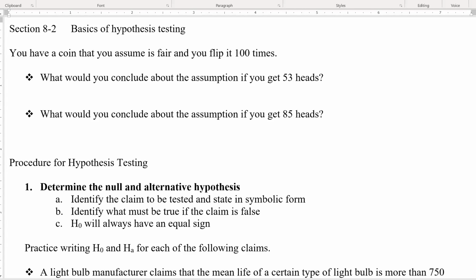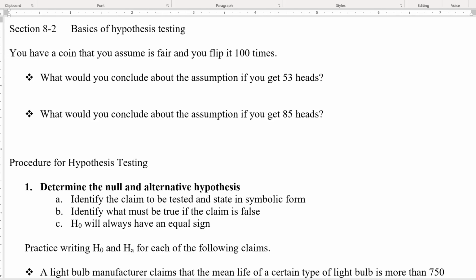So chapter 8 really isn't terribly new. We're going to be doing hypothesis testing, but it's kind of a different way of answering the same question that we did in the previous one. So let's start with the idea that you have a coin, you assume it's fair, you flip it 100 times. If you got 53 heads out of the 100, would you go, wow, that's not a fair coin, right?